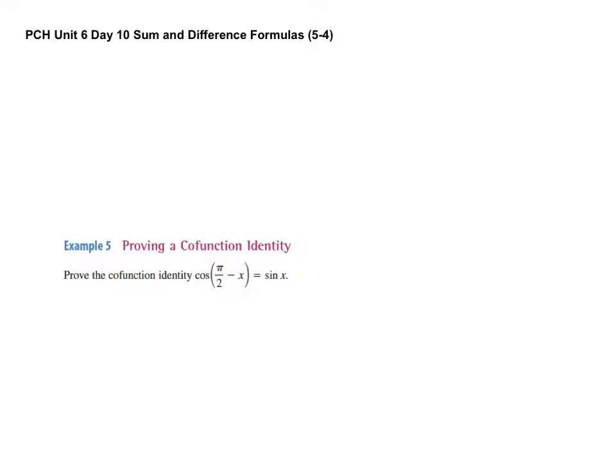So you would do cosine of pi over 2, cosine of x, and then it would be plus sine of pi over 2 times sine of x. Very good. So cosine of pi over 2 minus x equals cosine of pi over 2 times cosine of x plus sine of pi over 2 times sine of x.